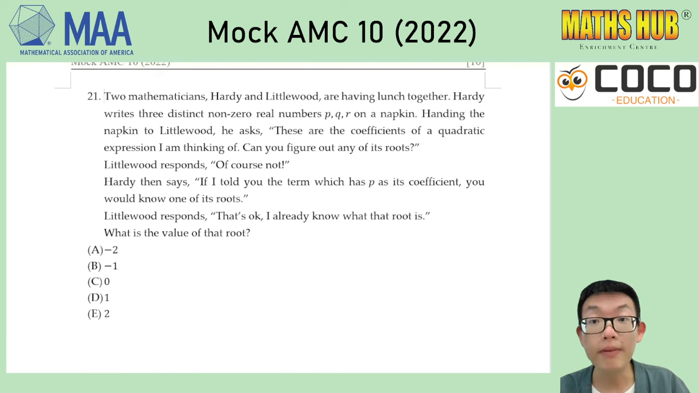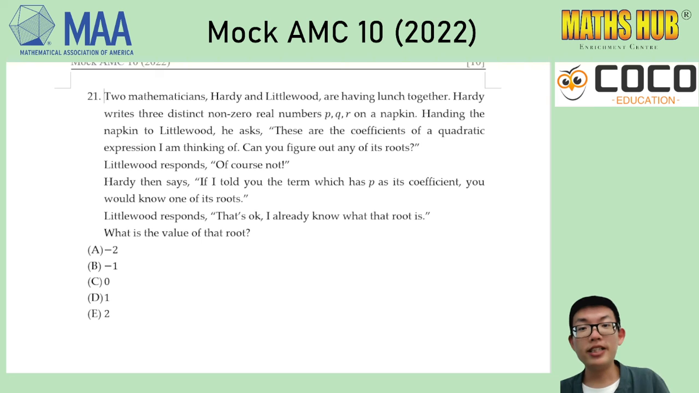Question 21. Two mathematicians, Hardy and Littlewood, are having lunch together. Hardy writes 3 distinct non-zero real numbers P, Q, R on a napkin. Handing the napkin to Littlewood, he asks, "These are the coefficients of a quadratic expression I'm thinking of. Can you figure out any of its roots?"